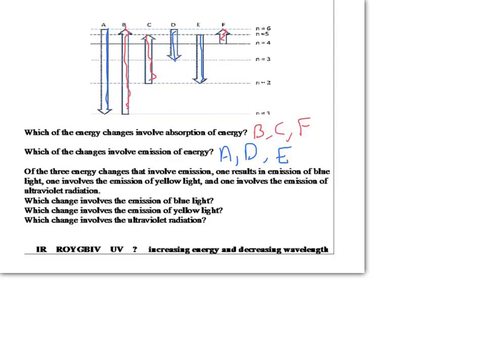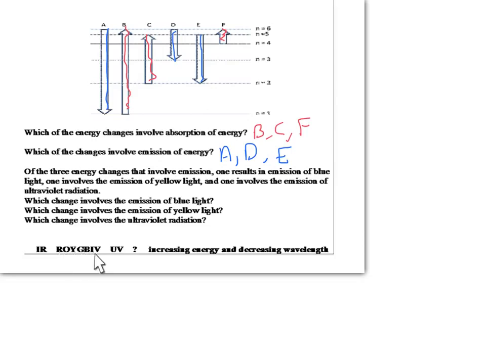All right, next question says, of the three energy changes that involve the emission, so that would be A, D, and E, so the blue ones. One results in the emission of blue light, one in the emission of yellow light, and one involves the emission of ultraviolet radiation. We want to match them up. So which one of A, D, and E is the blue light, which is the yellow, and which is the UV? So in order to do that, you look back at your electromagnetic spectrum.